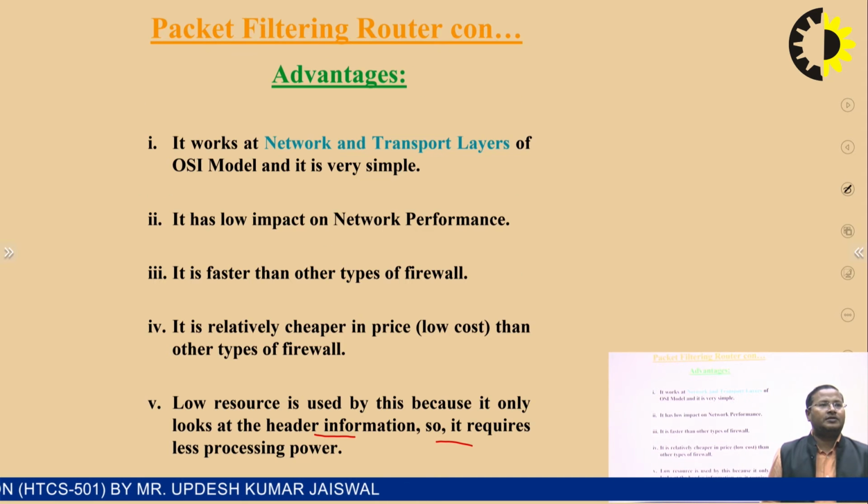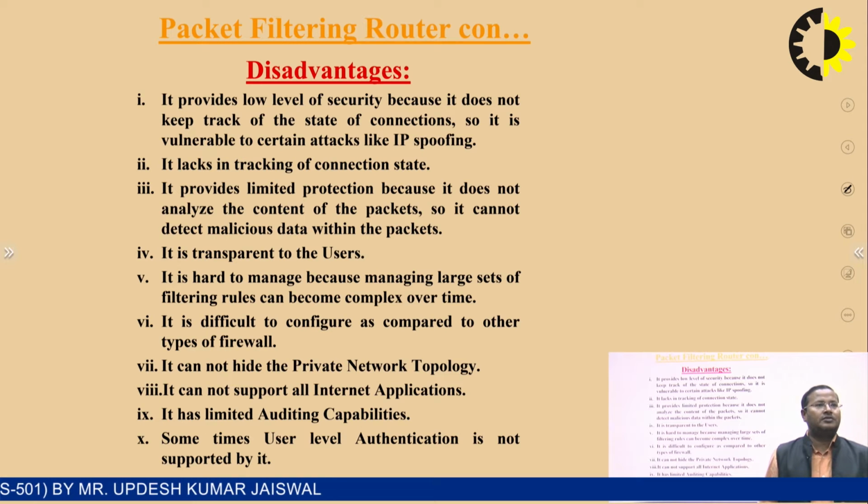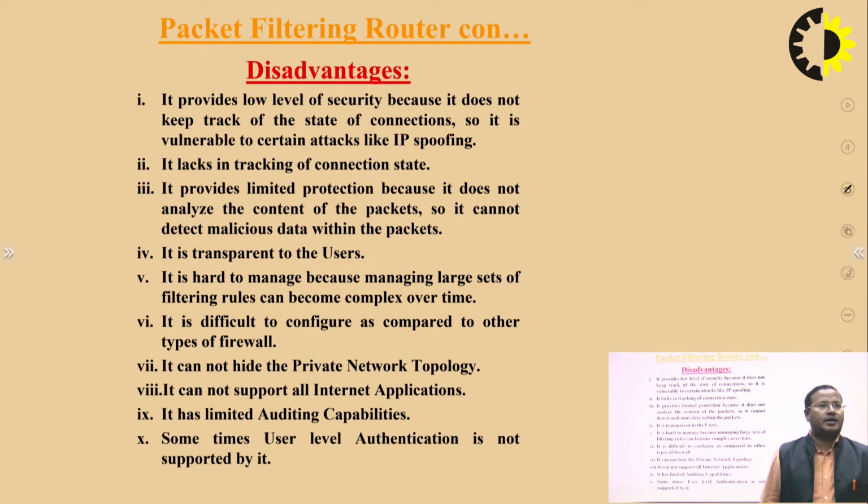Along with the advantages, there are some disadvantages that packet filtering routers have. It provides a low level of security because it does not keep track of the state of connections, so it is vulnerable to certain attacks like IP spoofing. It lacks tracking of connection state. It provides limited protection because it does not analyze the content of the packets, so it cannot detect malicious data within the packets. It is transparent to the user.